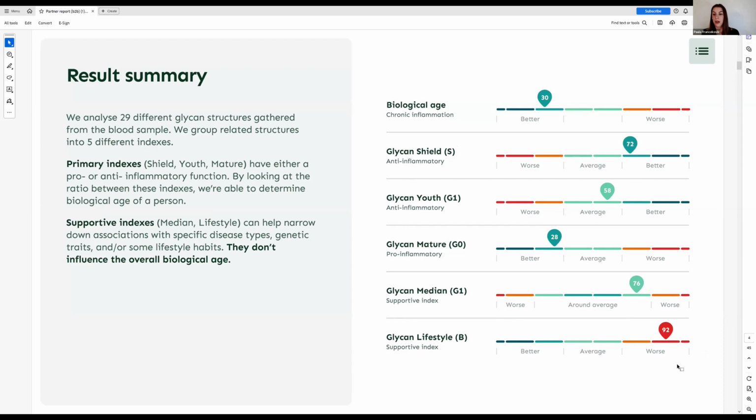Here in this example, we see negative elevations in the glycan lifestyle. So right away, this should activate you to evaluate, are there any negative habits that could be causing this steep increase? So this is something that we would typically see in smokers or heavy alcohol drinkers, or sometimes it arises from other environmental factors. I will move on, and I will talk a little bit about each of these indexes later on.